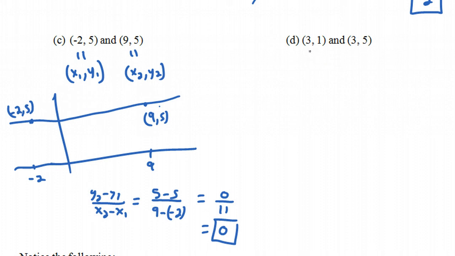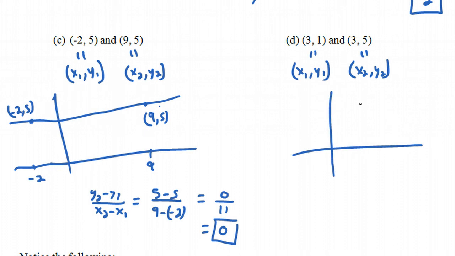In the last example, notice that the x coordinates are both the same. We have 3, 1 and 3, 5. And so if we draw these points in our Cartesian coordinate system, 3, 1 would be about here somewhere. There's 3, there's 1. And 3, 5 would be up here somewhere. Notice they both lie along the same vertical line, if I can draw it correctly here. They both lie along the same vertical line.